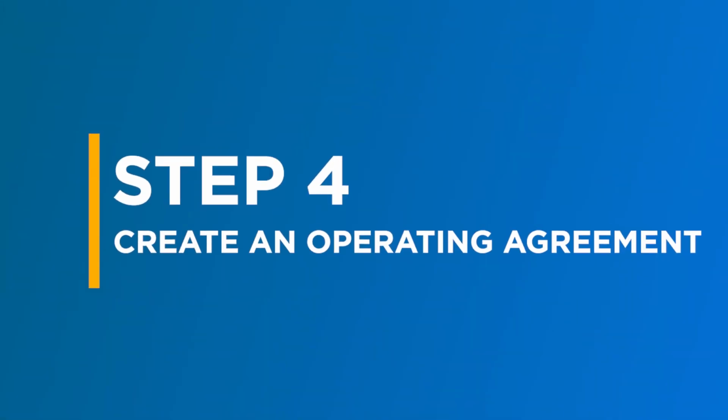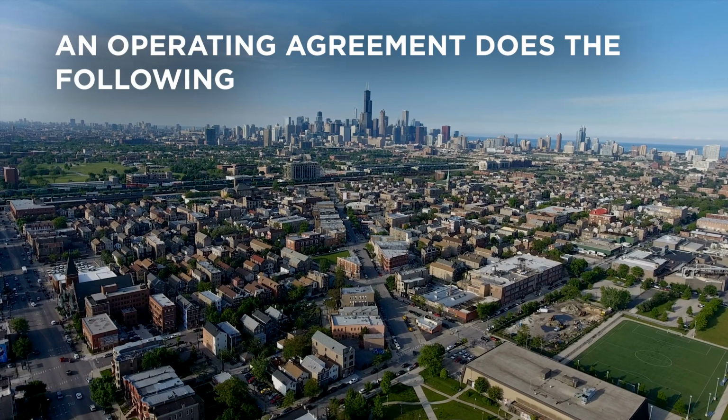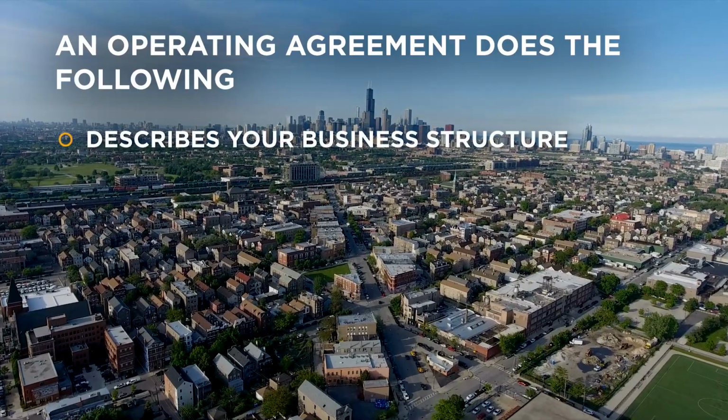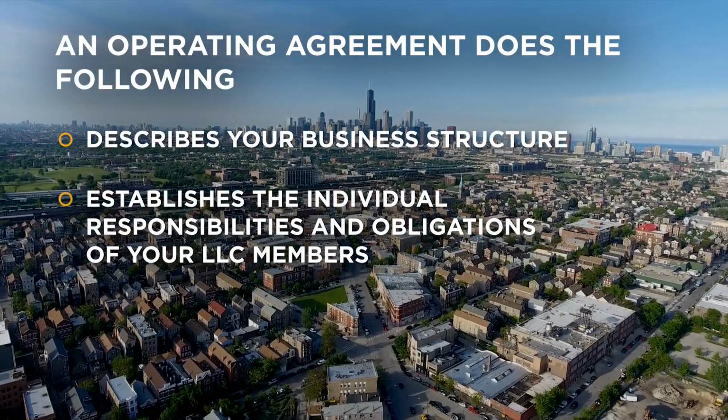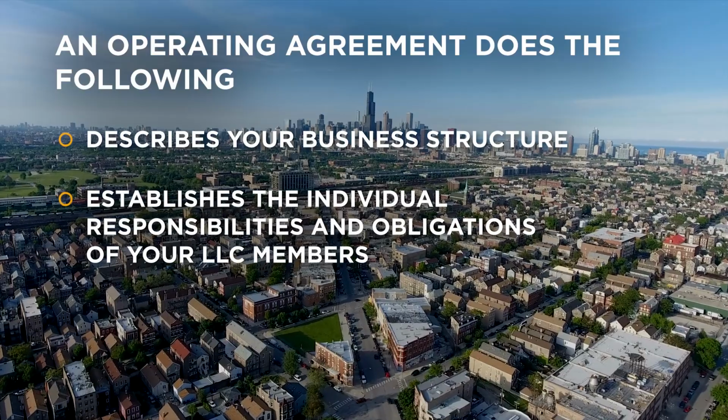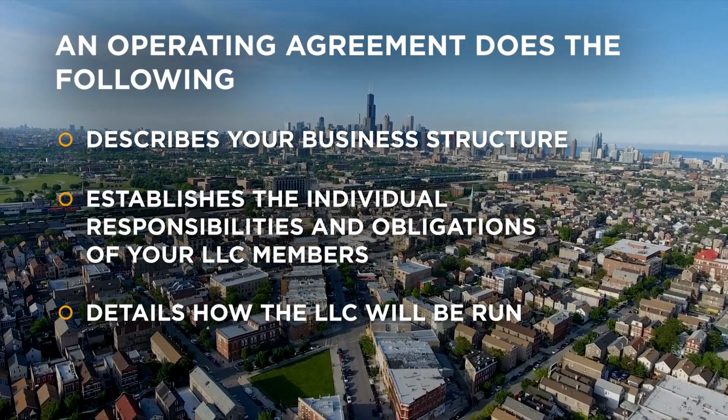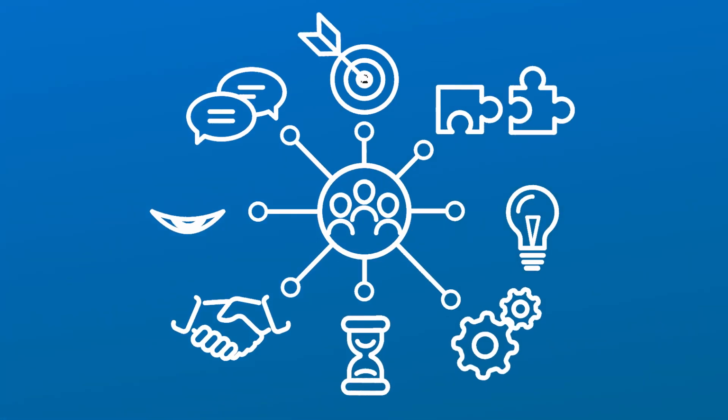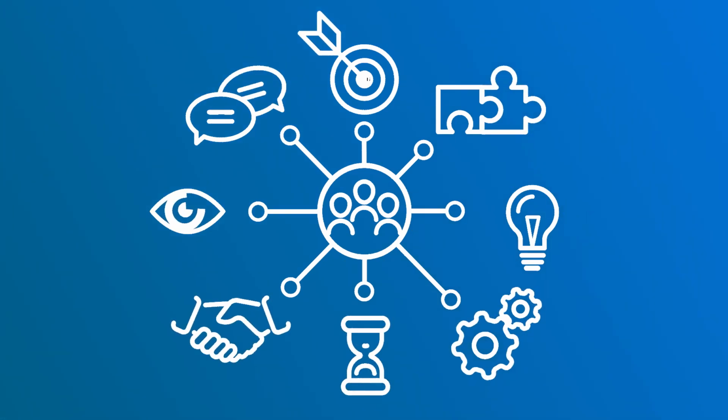Step 4. Next is to create an operating agreement. An operating agreement does the following: describes your business structure, establishes the individual responsibilities and obligations of your LLC members, details how the LLC will be run. Although Illinois doesn't require one, an operating agreement clarifies the specific duties of its members, which may help your LLC avoid significant legal and operational difficulties.